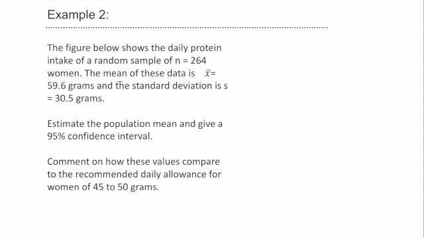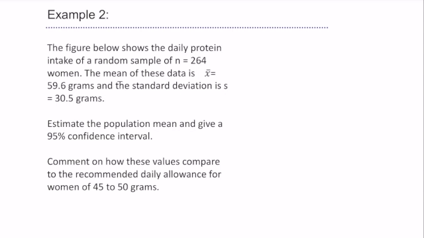Next, let's look at some women. So the figure below shows the daily protein intake of a random sample of 264 women. The mean of this data is 59.6 grams, and the standard deviation is 30.5 grams. So we're going to estimate the population mean and give a confidence interval. So we use this value to estimate our population mean.